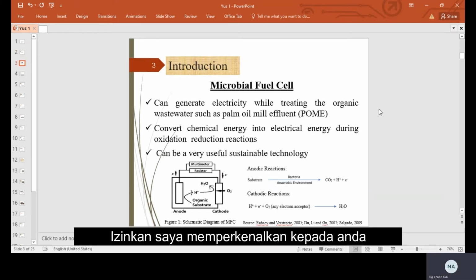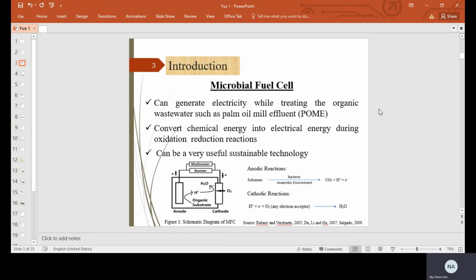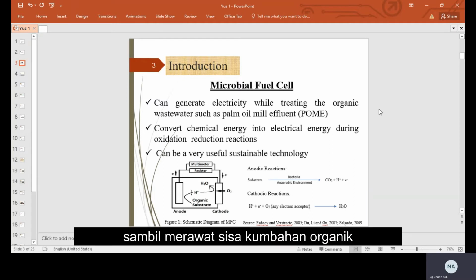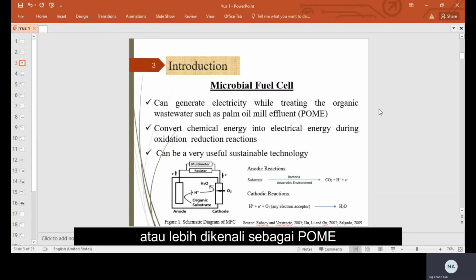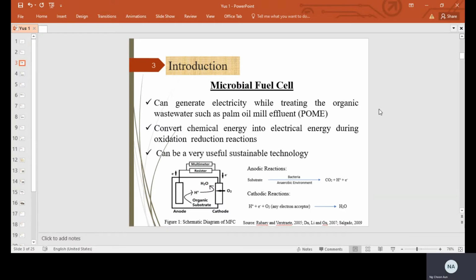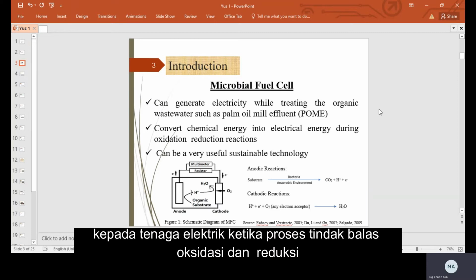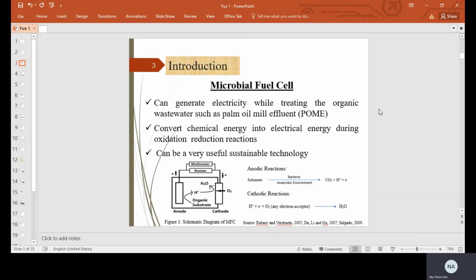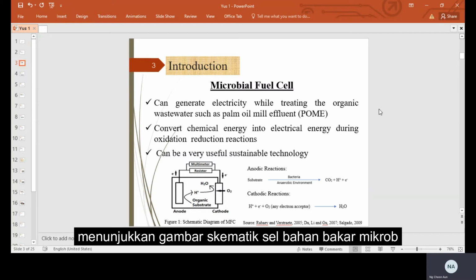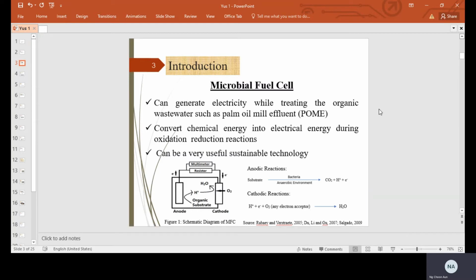Let me introduce to you about microbial fuel cell. It can be used to generate electricity while treating the organic wastewater, such as palm oil mill effluent, or we can call it as POME. It also can convert chemical energy into electrical energy during oxidation reduction reactions. It is a very useful sustainable technology. Figure 1 shows the schematic diagram of MFC.